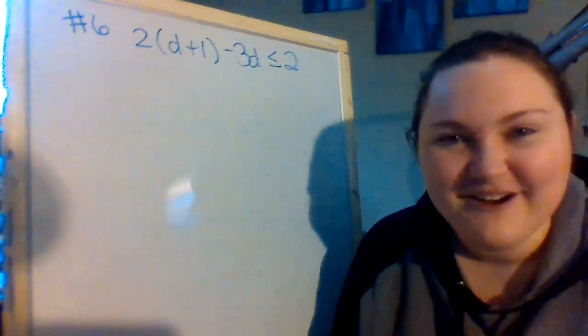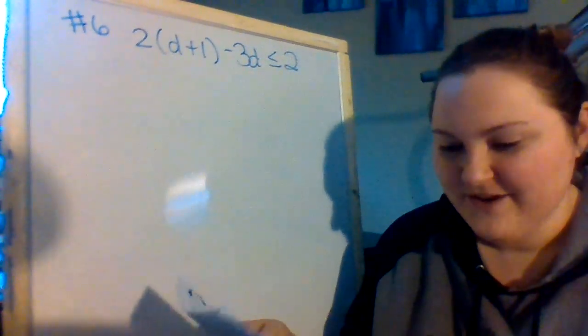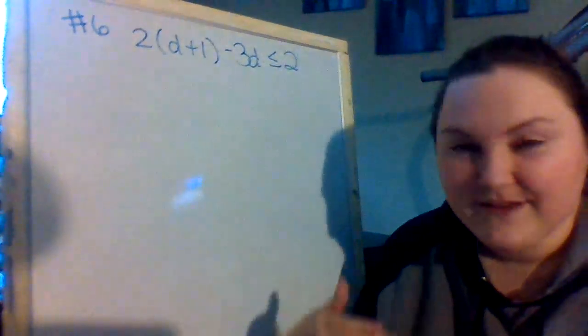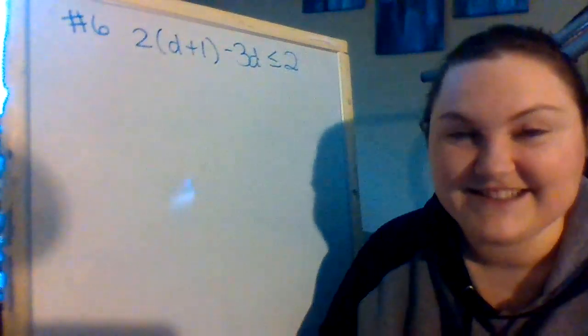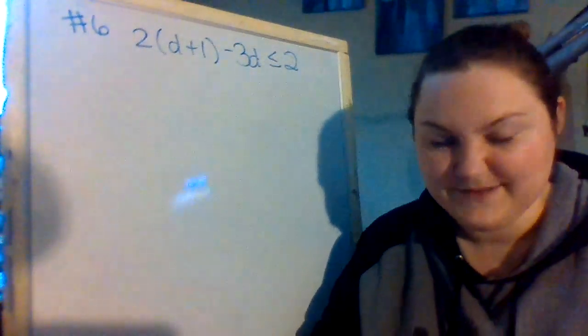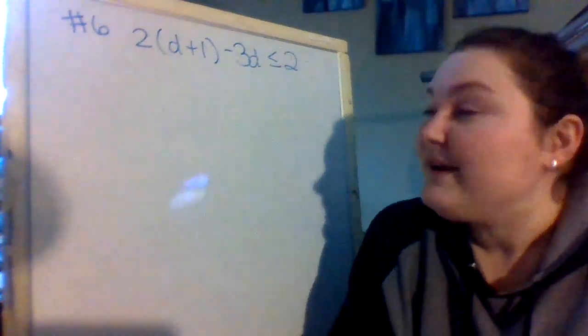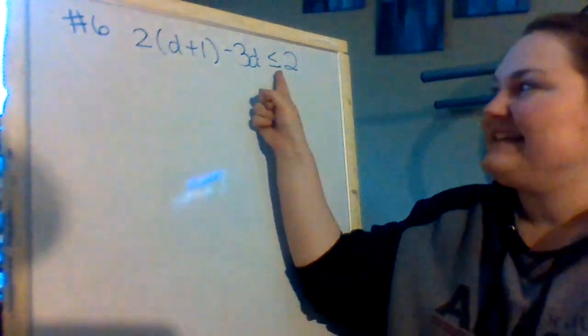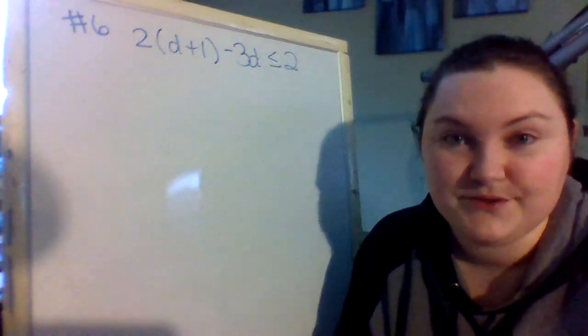I am in our guided notes. I am going to go ahead and look at number 6 with you. It's down here. I chose number 6 because it's got a little of everything. It's got solving inequalities, graphing inequalities, and some of the follow-up questions you see with these. So we are going to solve 2 times d plus 1 minus 3d is less than or equal to 2.